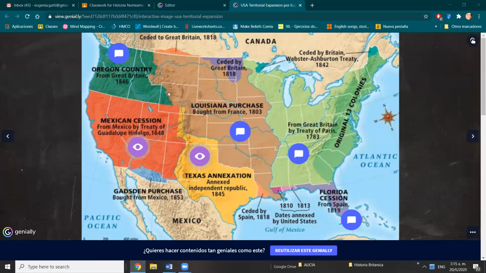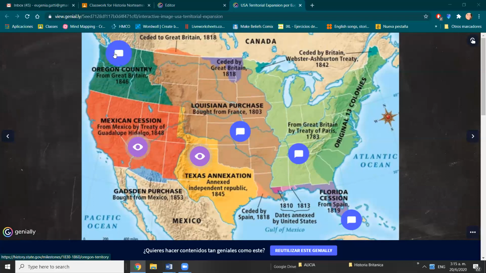Now, by the 1820s, the United States of America will be up to here, and their neighbor will be Mexico. Now we're going to go into this part. So these two points that are here to the west and the third one are the ones that we're going to be working on today.